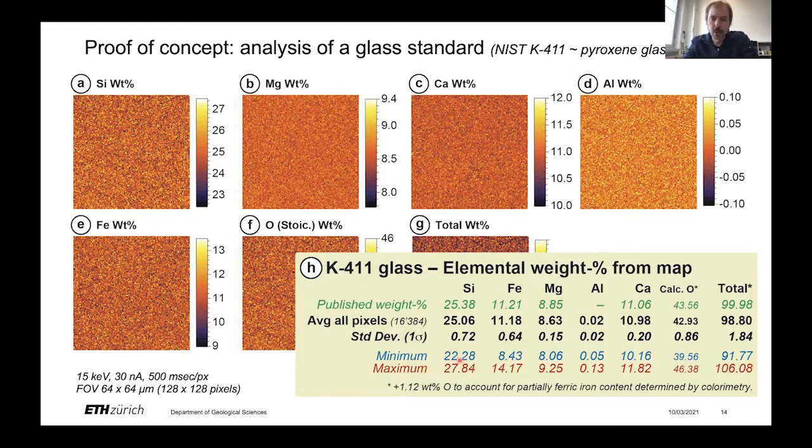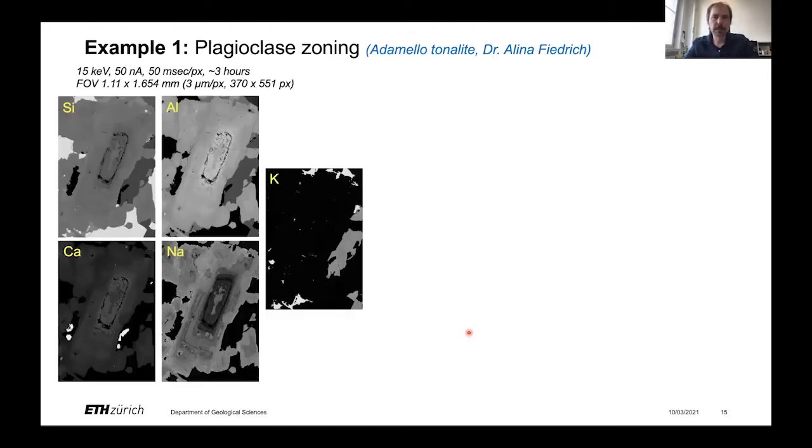One thing also to realize is that between the minimum and the maximum, we have a large variability. This is also to be expected because the precision we have on every single pixel of this map is awful. It's horrible. We count for just barely 500 milliseconds, compared with 20,000 milliseconds, or 20 seconds, for regular measurements for major elements. So the statistics on a single point is bad, but if you take the average, you can get accurate and precise analysis. So let's jump into some examples.